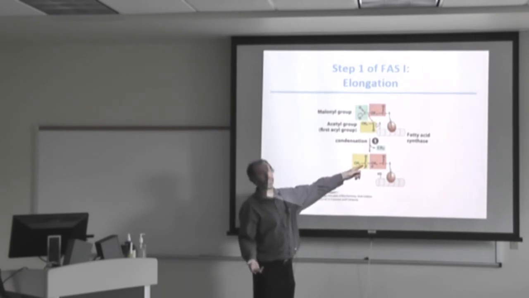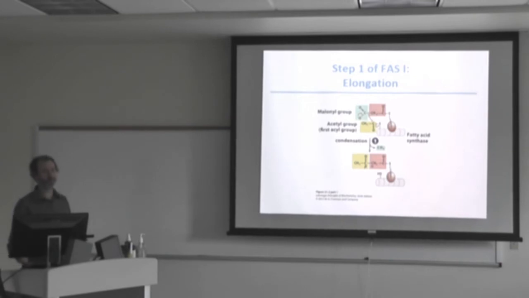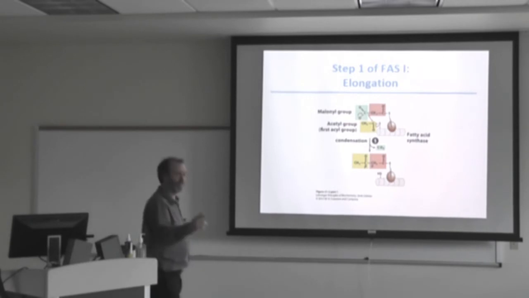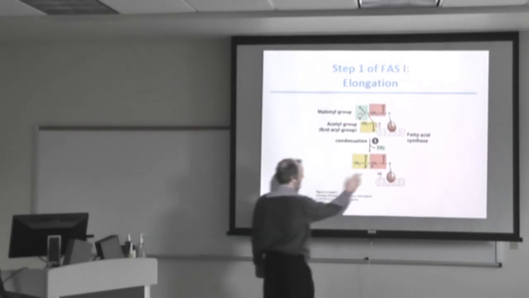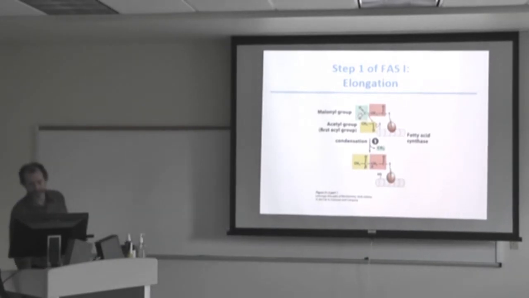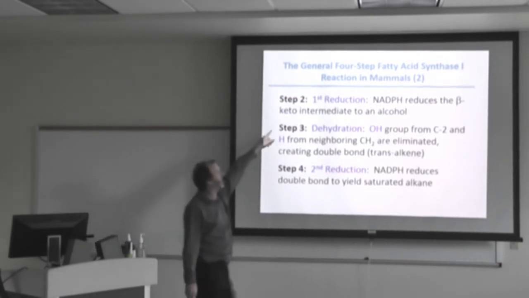This is fairly oxidized. We're trying to make a reduced fuel. So we need to reduce this carbonyl, right? And what are we going to use to reduce the carbonyl? Where do we get the reducing power from? NADPH? Yes, NADPH is where we get the electrons and reducing power to reduce that carbonyl. So step 2 is the reduction. NADPH reduces the beta-keto intermediate.